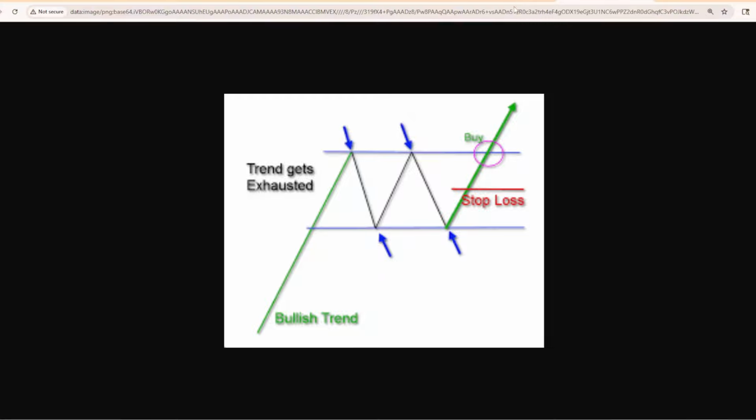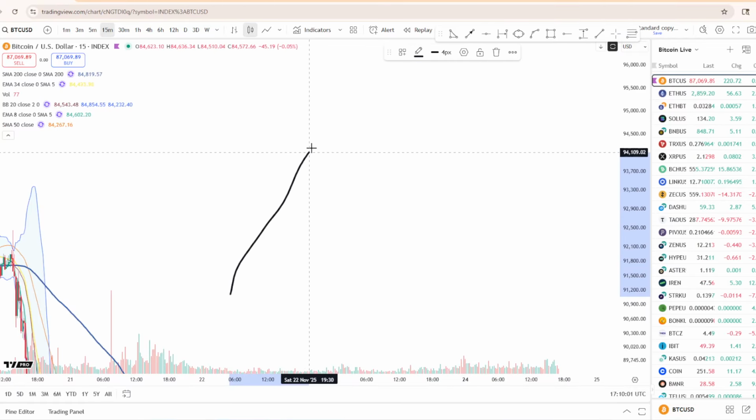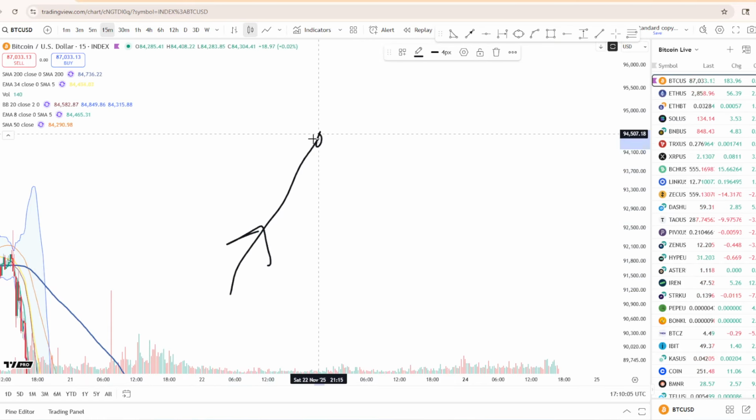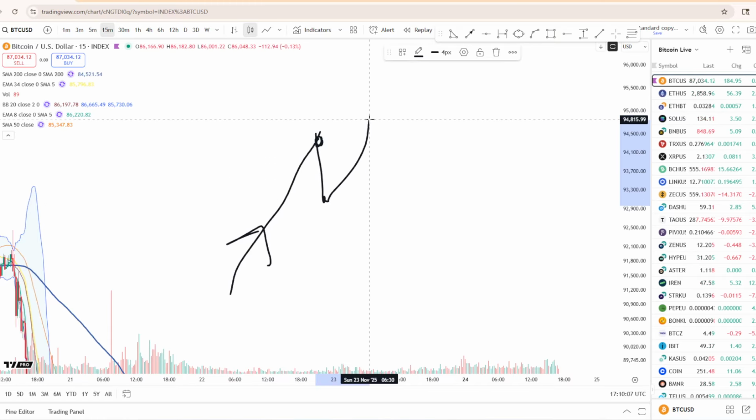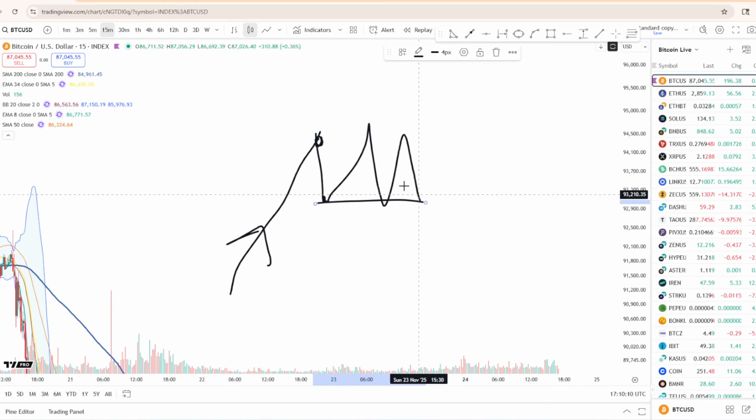Now in this image and a couple of the other ones, it talks about buying on a break of the top and your stop loss in the middle. I don't like that, and I'll tell you why in a second. So a bullish rectangle is a continuation pattern. It's continuing to move up, so that's the trend. Trend is moving up. Range peak, range low, peak, low, peak, low. Well-defined range peak, well-defined range low.